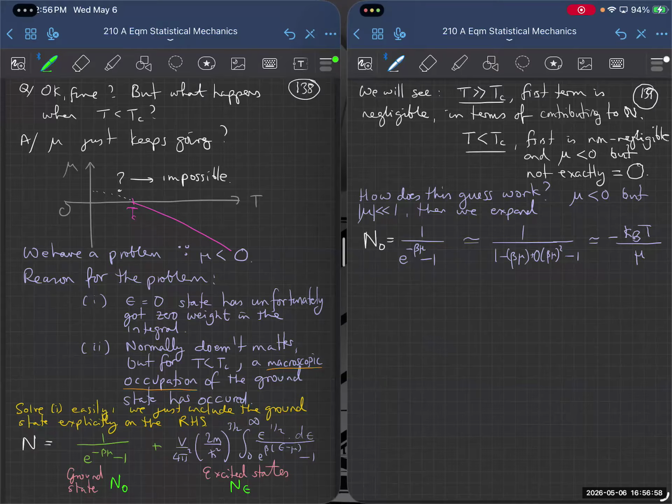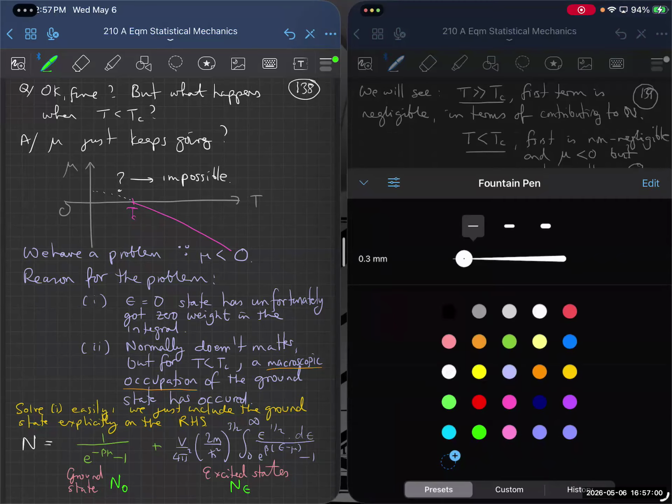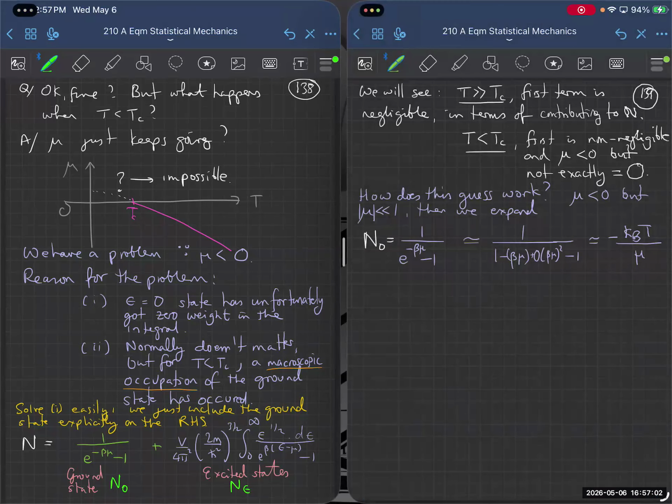Okay, now, why is that important? Well, now let us suppose that the magnitude of mu is something that scales with 1 over the volume of the system.